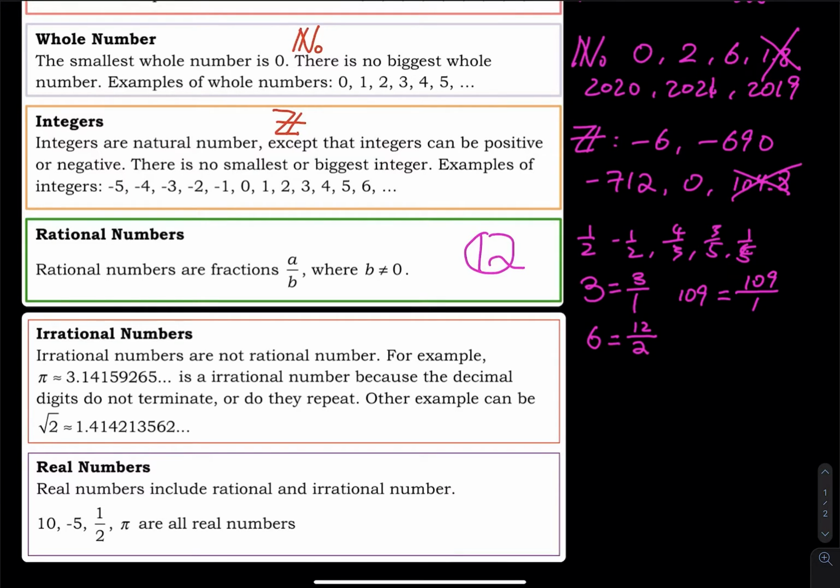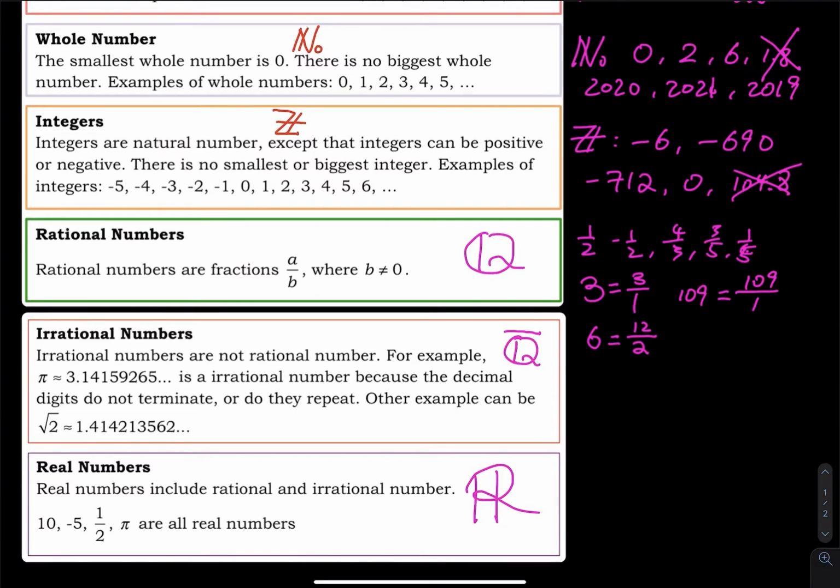And then real numbers include rational and irrational numbers. For irrational numbers, we have a symbol too. That is a Q, and then we put a bar on top of it. And for real numbers, we use this big R.